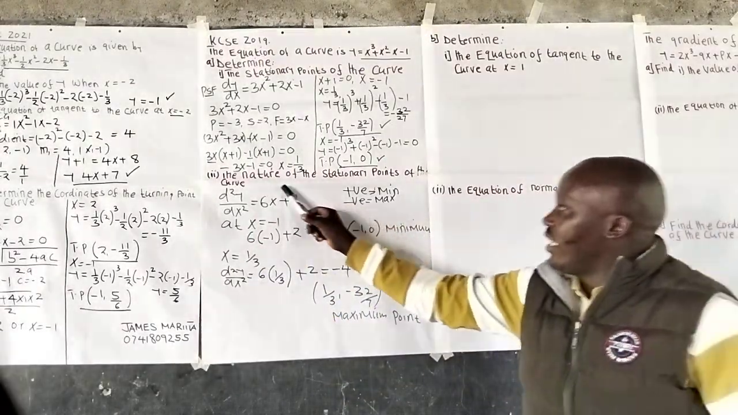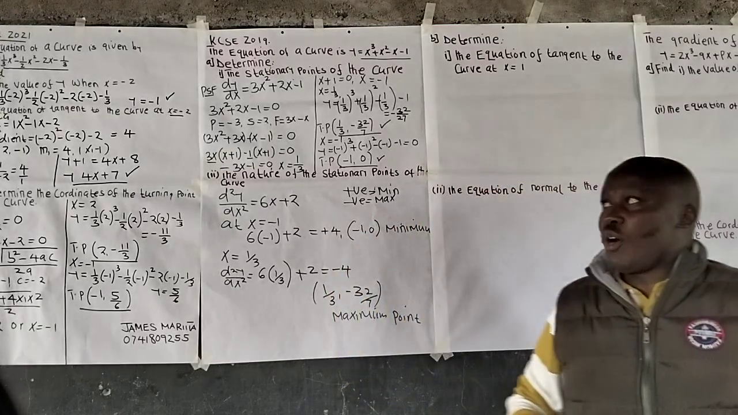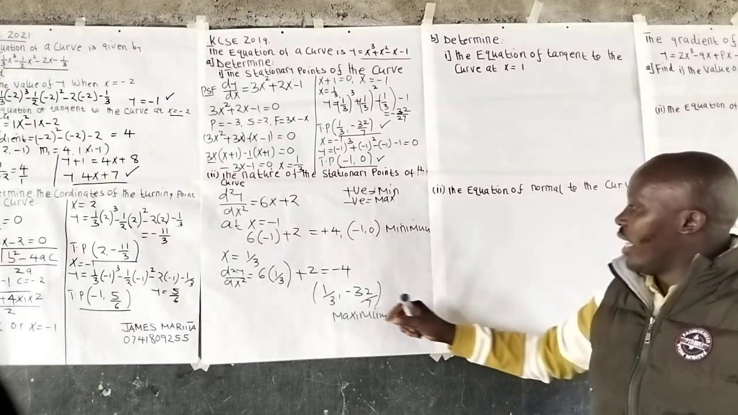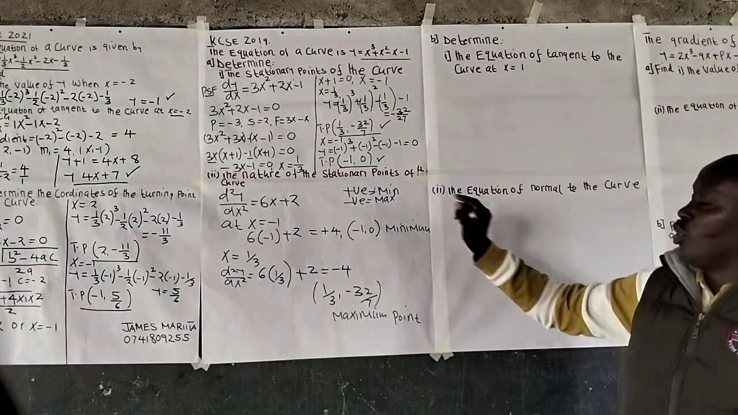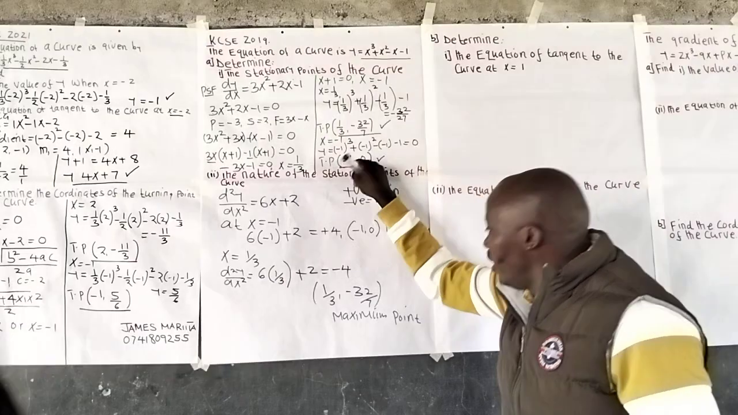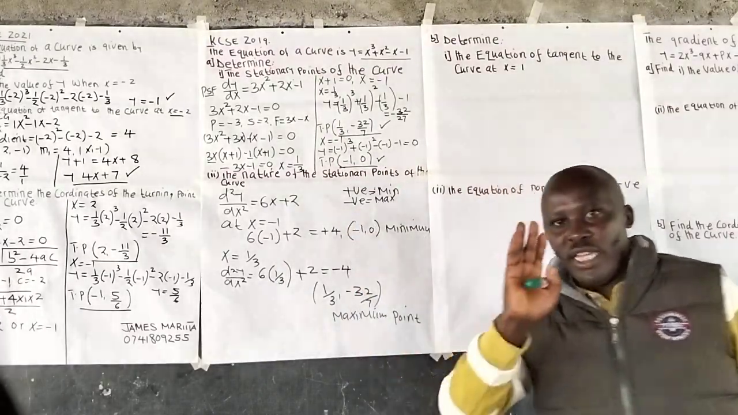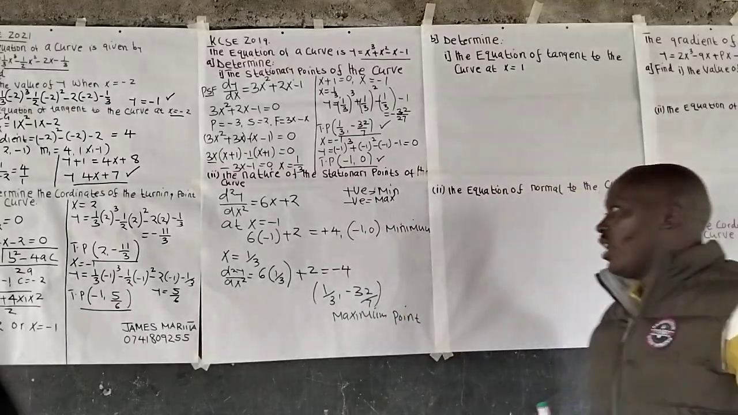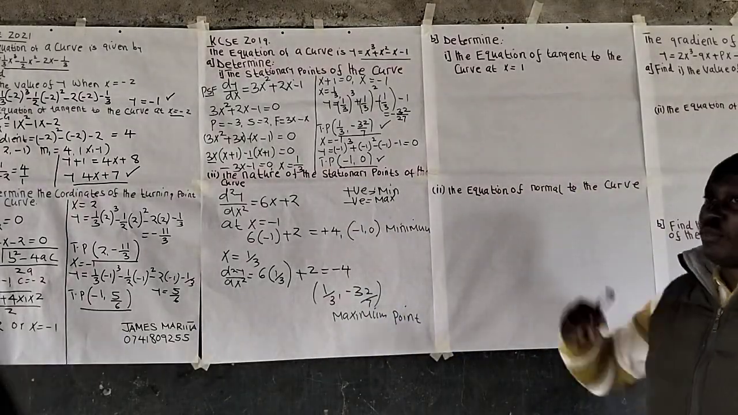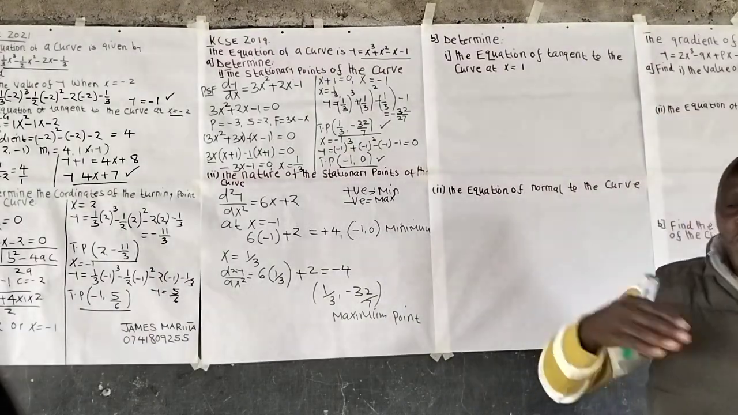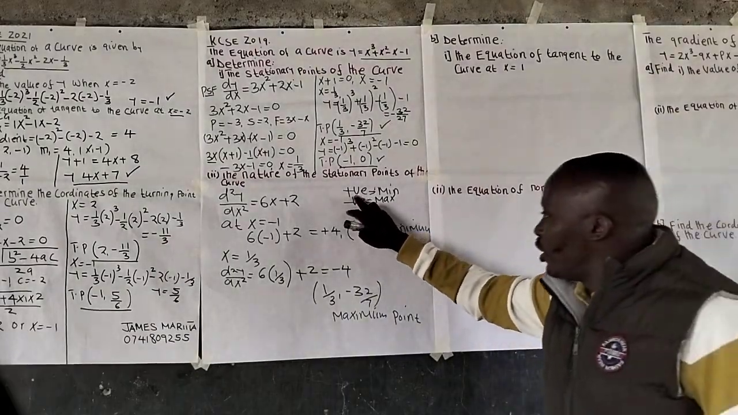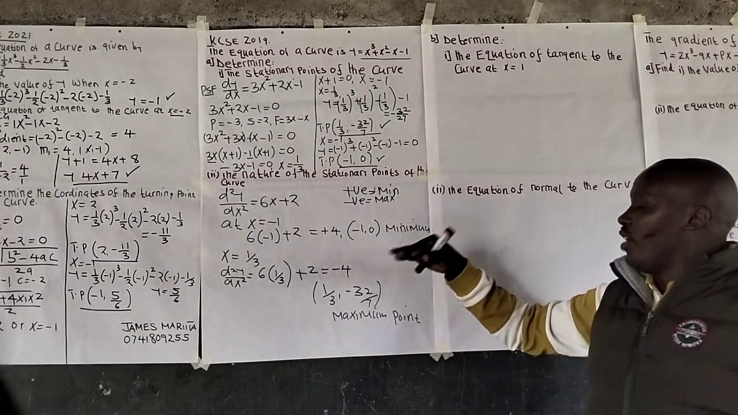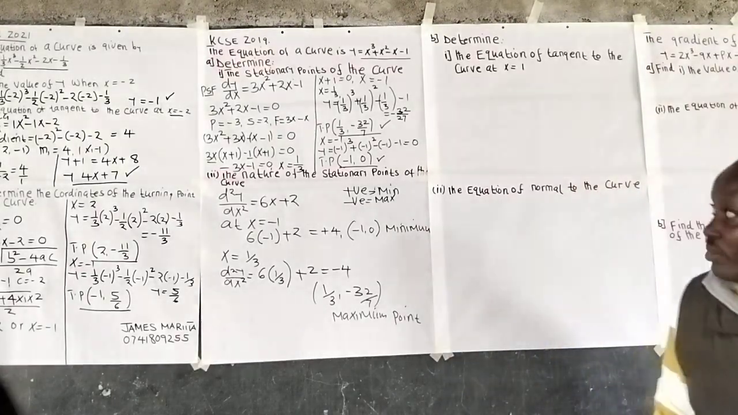After we have done the second derivative, you substitute where the value of x is a third, which will give you -4, and then you substitute where the value of x is equal to -1, which is giving you +4. You understand? When you get a positive value, it means that point is a minimum. When you get a negative value, it means the point is a maximum.